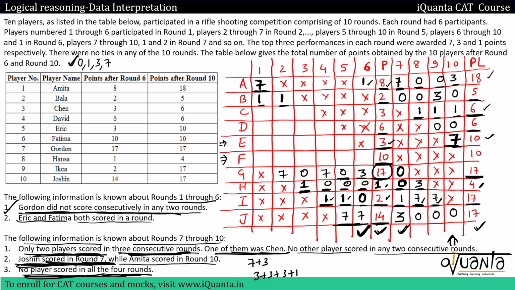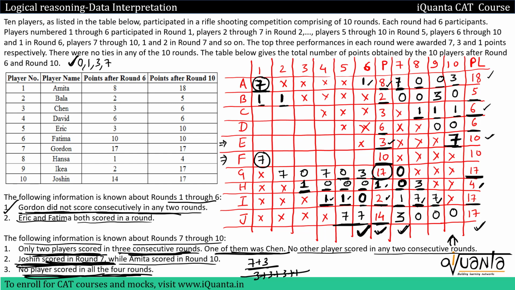Now Fatima cannot score 1 in round 1 to 5 because already B is scoring 1 point in round 1, 2, and there is already another player who is scoring 1 point in round 3, 4, 5. So if Fatima cannot score 1 from round 1 to 5, this case is gone, so we only remain with 7, 3. We need to give Fatima 7, 3 in 2 of the games. So where will Fatima get 7? Will she get 7 in round 1?